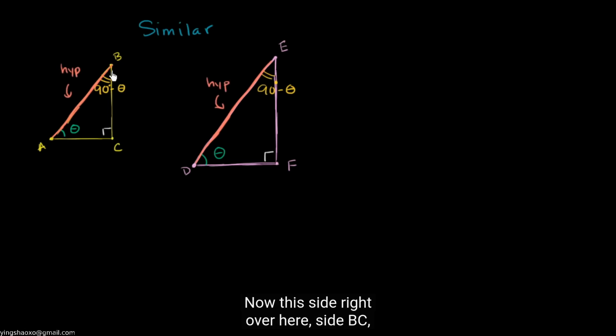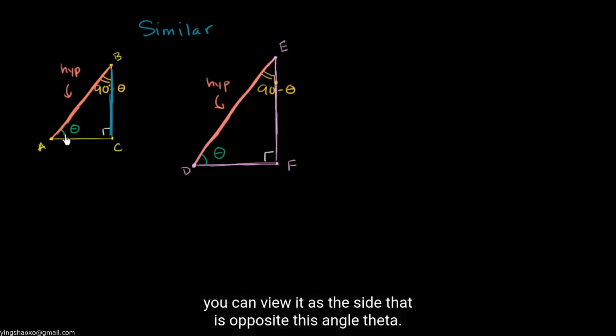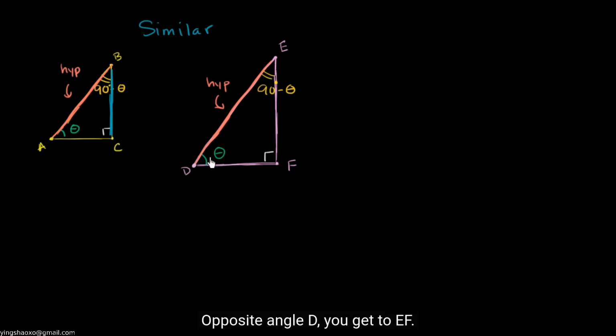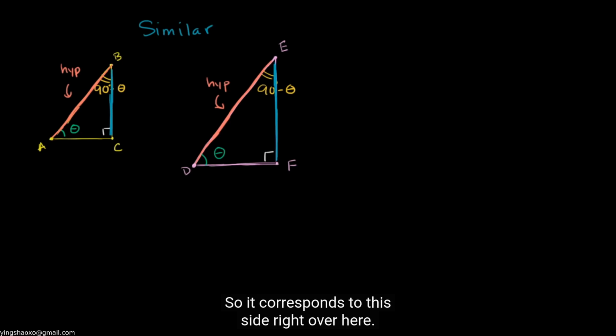Now, this side right over here, side BC, what side does that correspond to? Well, if you look at this triangle, you can view it as the side that is opposite this angle theta. So it's opposite. If you go across the triangle, you get there. So let's go opposite angle D. If you go opposite angle A, you get to BC. Opposite angle D, you get to EF. So it corresponds to this side right over here. And then finally, side AC is the one remaining one. We could view it as, well, there's two sides that make up this angle A. One of them is a hypotenuse. We could call this the adjacent side to it. And so D corresponds to A, and this would be the side that corresponds.